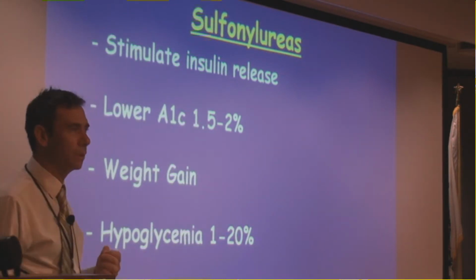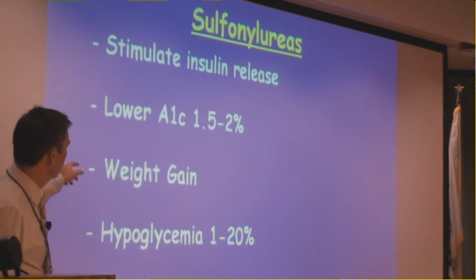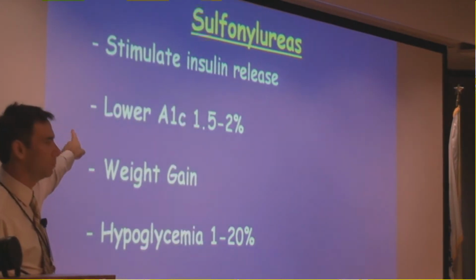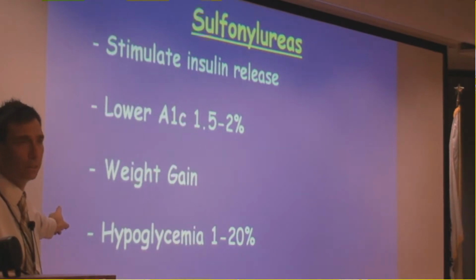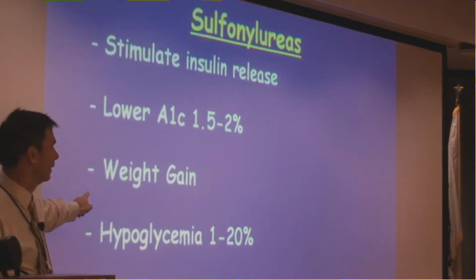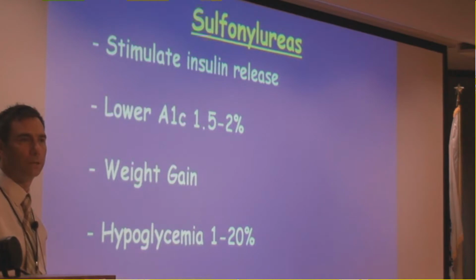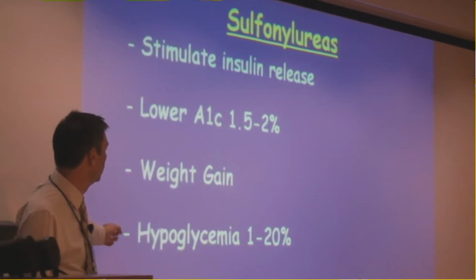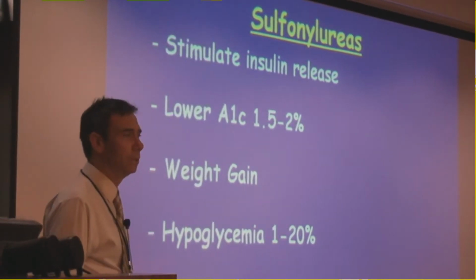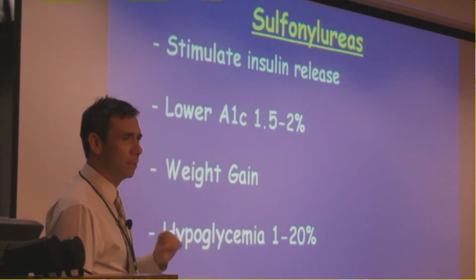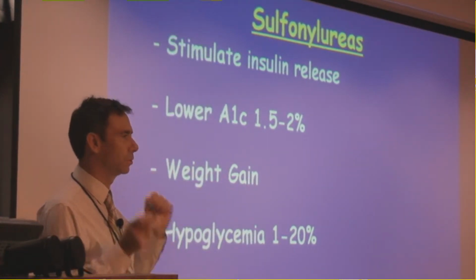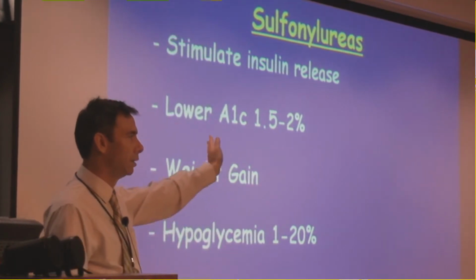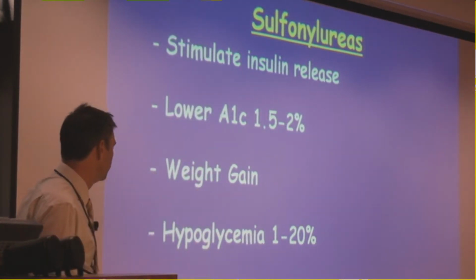So sulfonylureas are widely used, and they are effective. They lower A1C by 1.5 to 2%. The problems with sulfonylureas are that they tend to cause weight gain. Many of our patients with type 2 diabetes are already overweight, right? So we don't want to make them gain more weight. And they can cause hypoglycemia, low blood sugar, because as I mentioned, they make those beta cells release more insulin, but in an unregulated manner. They just go to the beta cell, and that beta cell releases all the insulin it has.